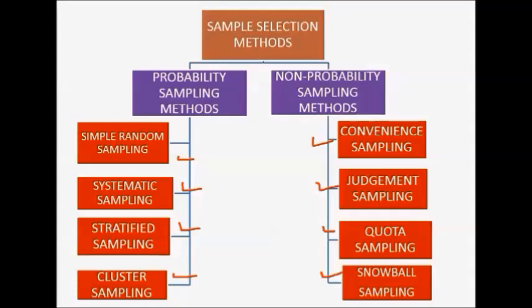So non-probability sampling method has 4 types, and one of them is quota sampling, which was the answer to the question which I asked you in the very beginning of this video. So let's discuss them one by one in detail.